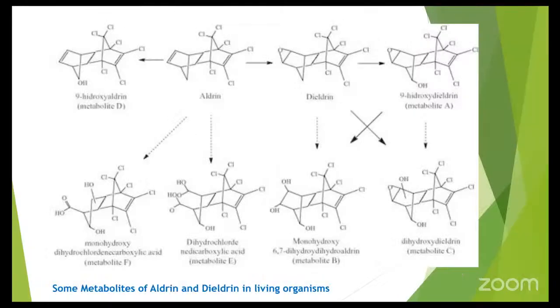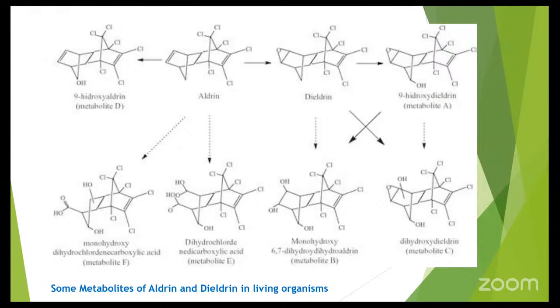The next one is some metabolites of aldrin and dieldrin in living organisms. So you can see here some metabolites of aldrin and dieldrin. If dieldrin gets converted to photodieldrin, then it gets to the pentachloroketone of dieldrin. And dieldrin can also convert to transdiol and it can form 9-syn-hydroxydieldrin. So these are some other metabolites.